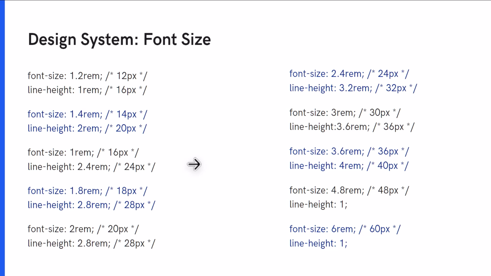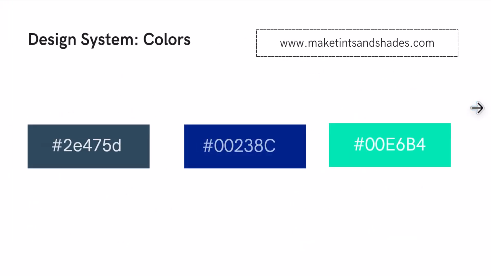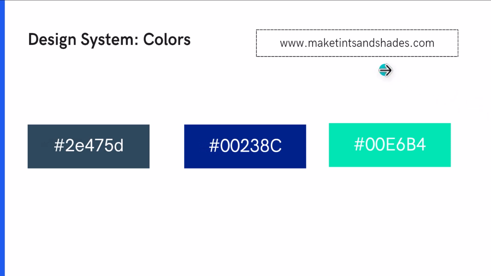The next one, for example, is going to be 20. And after 20, I better not use 22. I use 24 pixels. So this is a design system that makes our website more beautiful and consistent. The next thing that I want to talk about is colors. I'm going to use these three prominent colors.